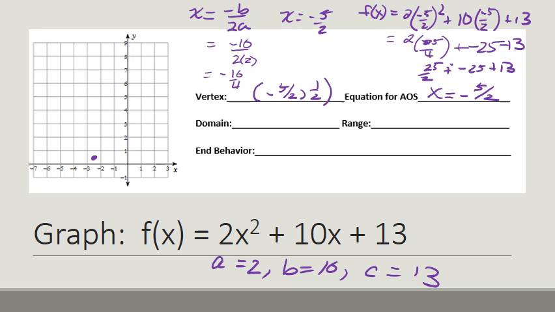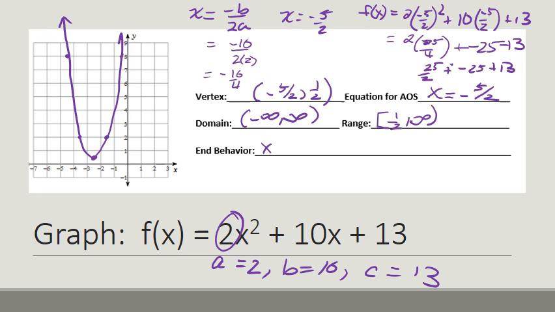Now, since I've got a 2, my leading coefficient, I'm going to go over 1 and up 2 on both sides of my axis of symmetry. I'm going to go over 2 and up 4 times 2, which is 8. So we're going to have points here and here. And there is our quadratic. Again, our domain is all real numbers. Our range is restricted. It's going to be 1/2 to infinity.